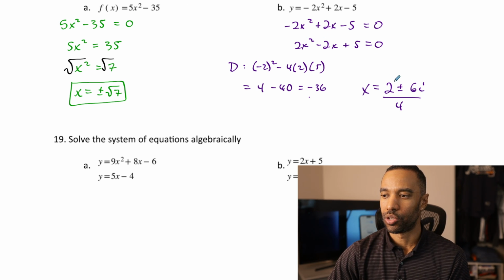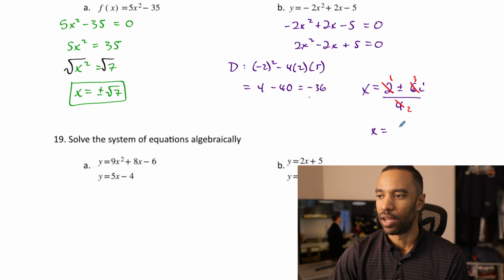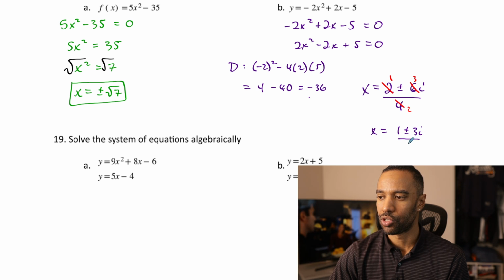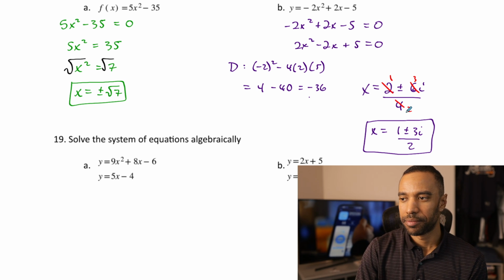These can all divide by 2, and I get 1, 3, and 2. And I'm going to now have x equals 1 plus or minus 3i all over 2. I dig it. It's good.